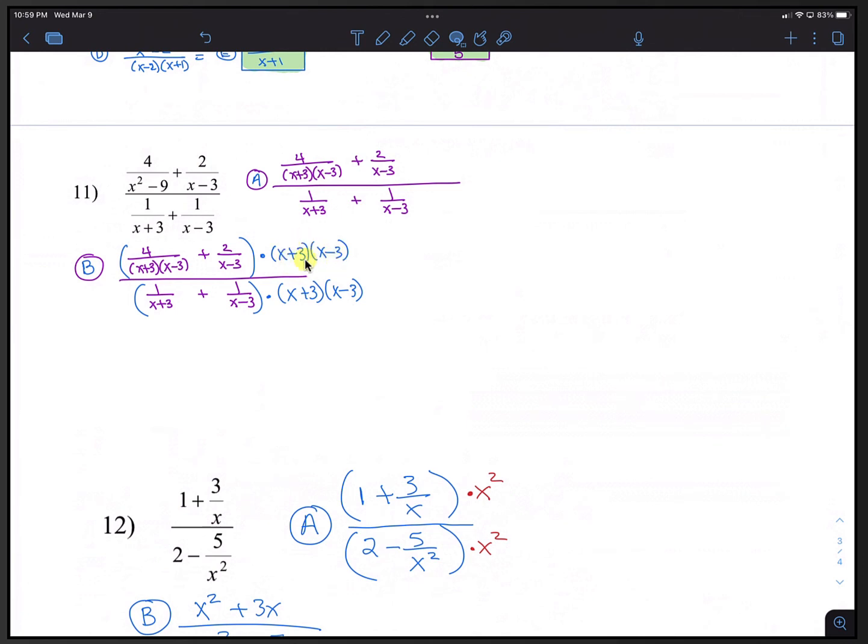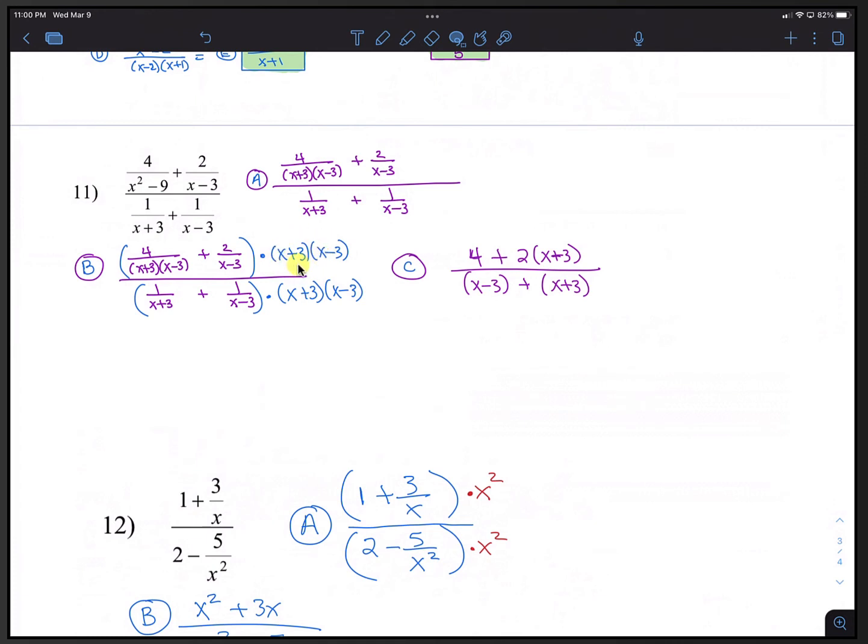Now, x plus 3 times x minus 3 multiplied by this fraction will cause the x plus 3's and the x minus 3's to cancel with those on the bottom. That's just going to leave us with 4. So let's see what we have in step C. Yeah, so that'll just leave us with the 4 here because the x plus 3's and the x minus 3's cancel each other out here.